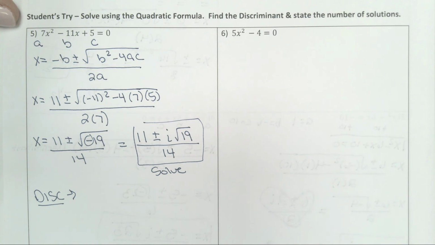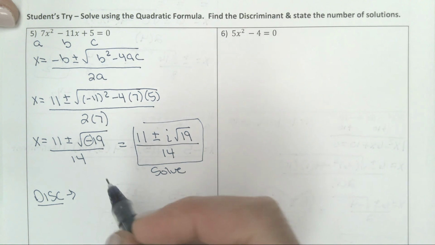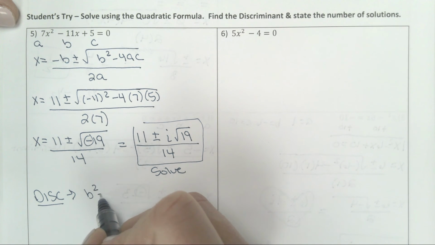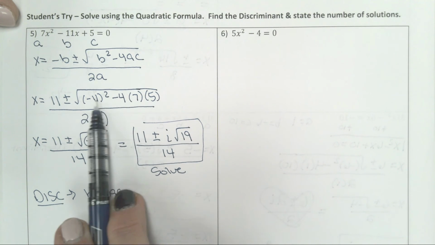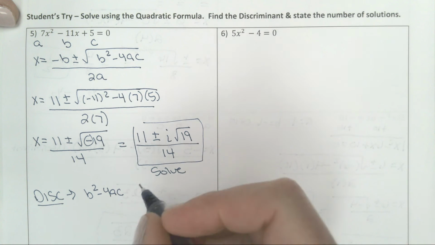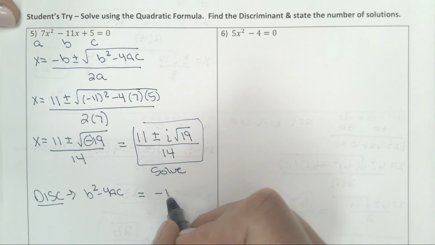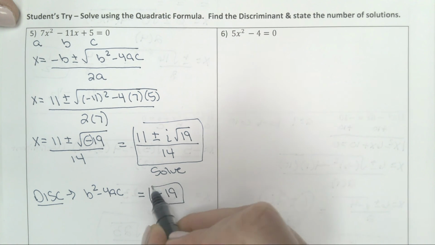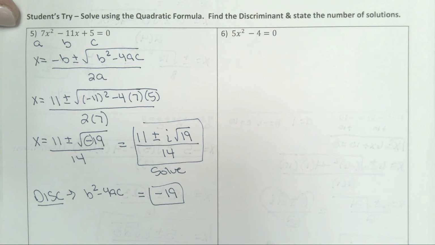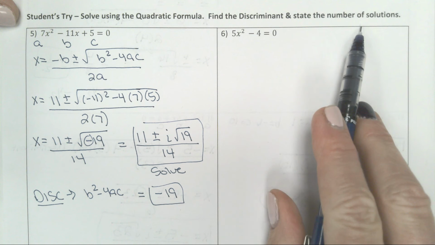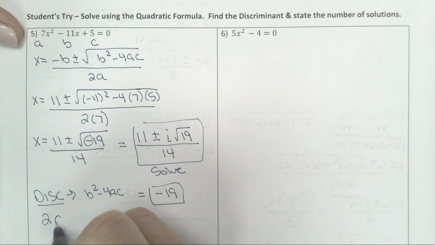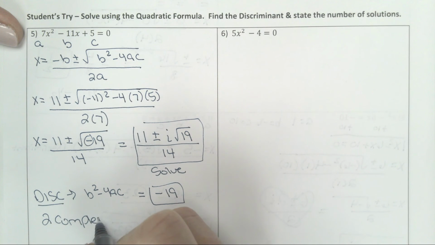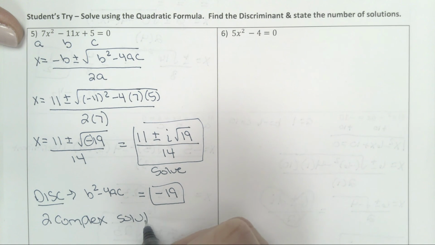If the same problem says, what is the discriminant? So that was the b squared minus 4ac. That's the part under the radical, and we've already done that. That is where we got negative 19 from. And how many solutions will we have? We will have 2 complex solutions.